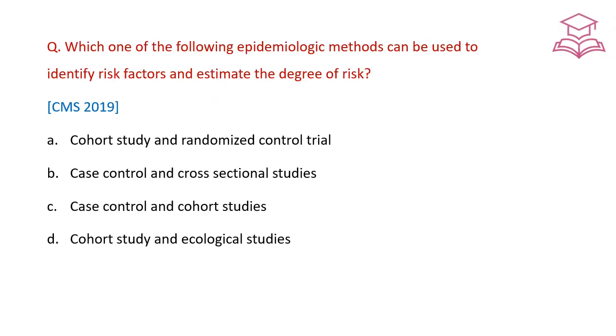Which one of the following epidemiologic methods can be used to identify risk factors and estimate the degree of risk? Identifying risk factors is in case control study, which starts with the diseased and goes back to the exposed. Then estimating the degree of risk like relative risk and all is in cohort studies. The answer is case control and cohort studies.